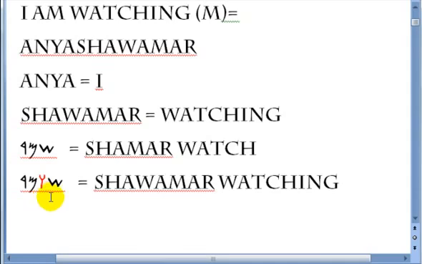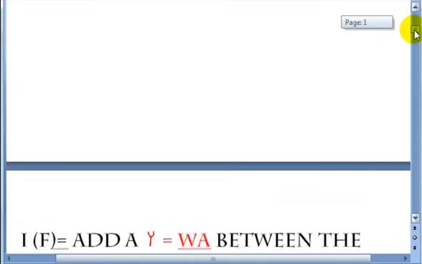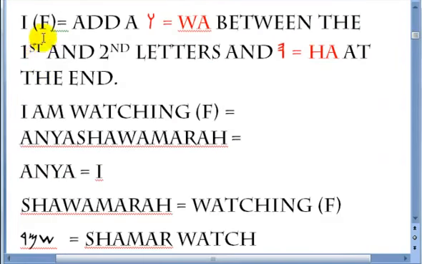So that's the first one. Anya shawamar, I watching. You add the wa between the first and the second Hebrew letters, and that will change the tense from just a regular word to a present tense, or an action, adding ing at the end of the word. If you brothers have any questions, feel free to leave a comment. Now this is I, but this is for female only. Add a wa between the first and the second letters, which is the same as above, and a ha at the end of the word.